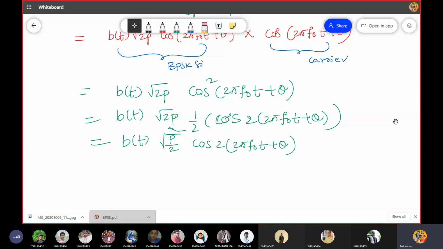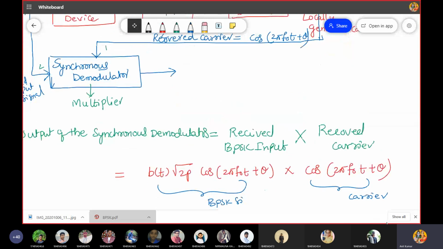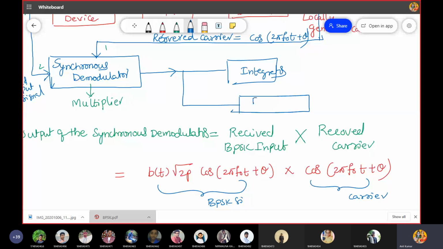Okay, so now this is applied to the integrator. This particular signal is simultaneously applied to the integrator, and it is also given to the bit synchronizer. And finally the output is called the demodulated signal.